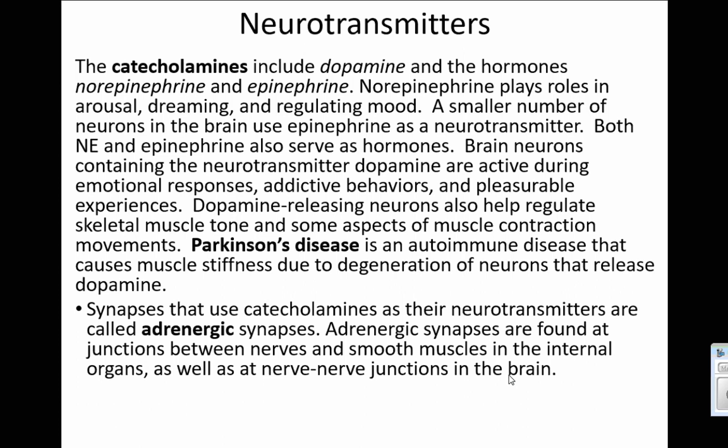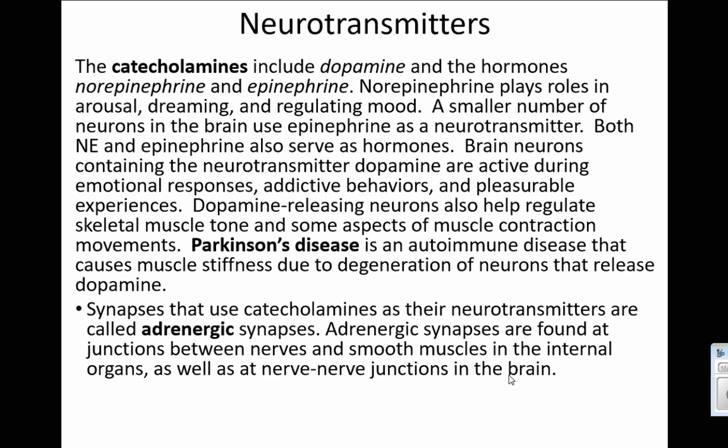As far as their role as neurotransmitters, they play roles in arousal, dreaming, and regulating mood. A small number of neurons in the brain use epinephrine as a neurotransmitter. Both norepinephrine and epinephrine are also hormones. They're released by the adrenal medulla, which is part of the adrenal gland, into the blood. When they're released into the blood by the adrenal medulla, they're considered a hormone. When they're released by a neuron, they're a neurotransmitter. It's the same chemical, just classified as a neurotransmitter when a neuron releases it versus a hormone when a gland releases it.